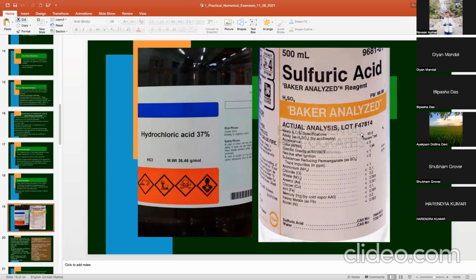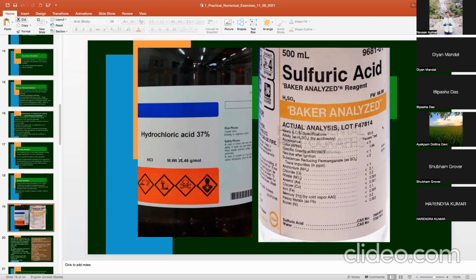And then 49 into 36 times means this gram equivalent weight is dissolved 36 times in a liter of solution. Remember, in a liter of solution. But one more thing has come here. Besides this molecular weight or formula weight, you get the purity of the substance, 37%.